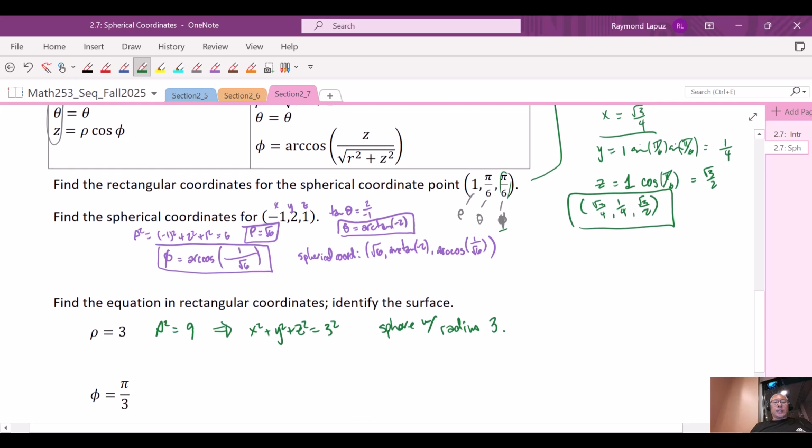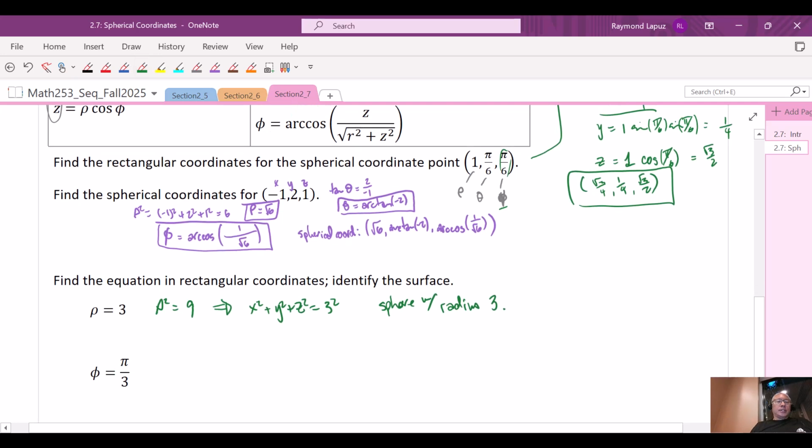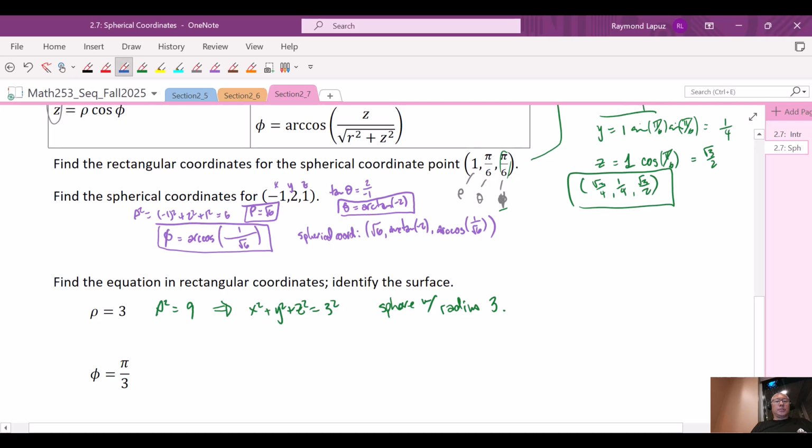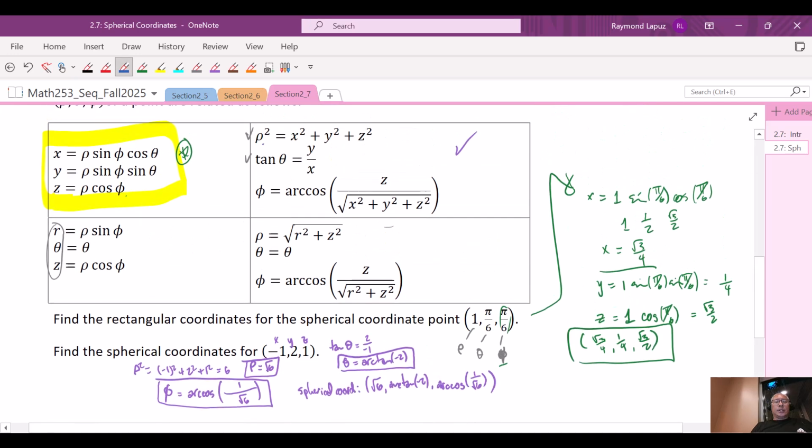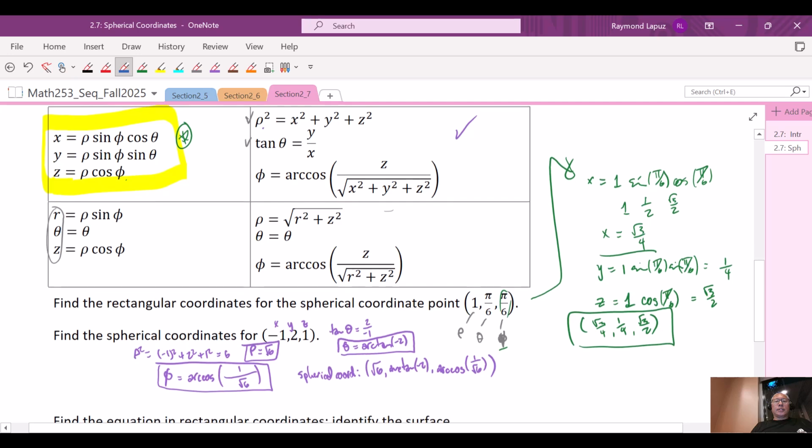Okay, so that's that surface. Let's do the next one. The next one we have phi is equal to that. Oh, what is phi equal to? Phi is equal to the arc cosine of this thing.